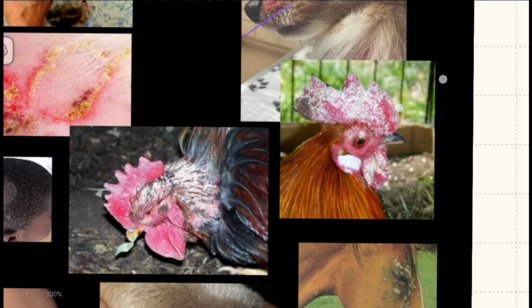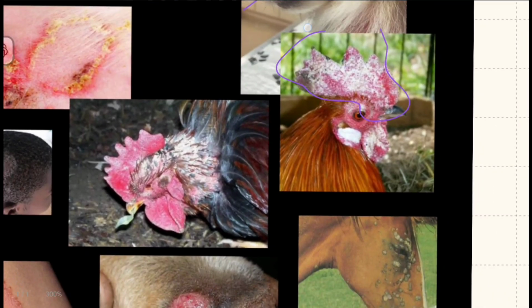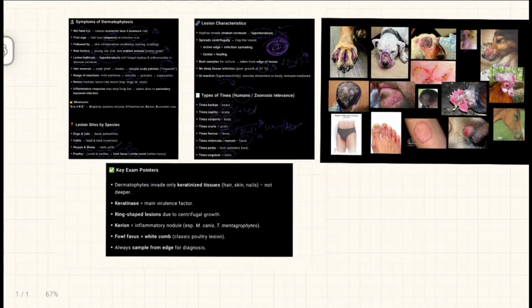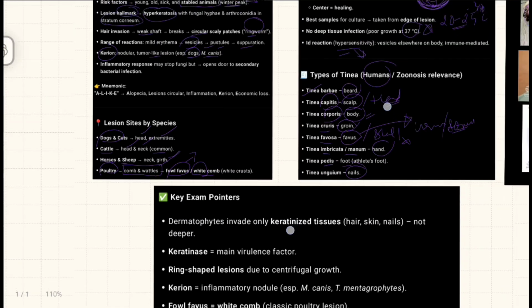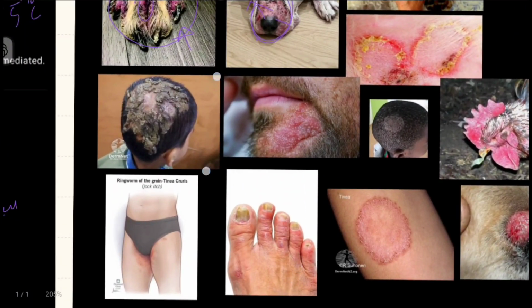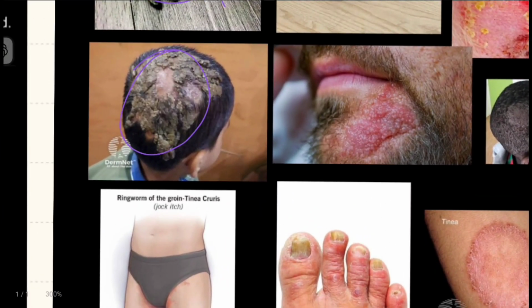This is the case of a bird where the comb and wattles will become white, and crusty patches will be noticed. Therefore these are called favus lesions. So this favus is nothing but the severe chronic infection of ringworm. This is called favus, and this is the infection of tinea favosa.